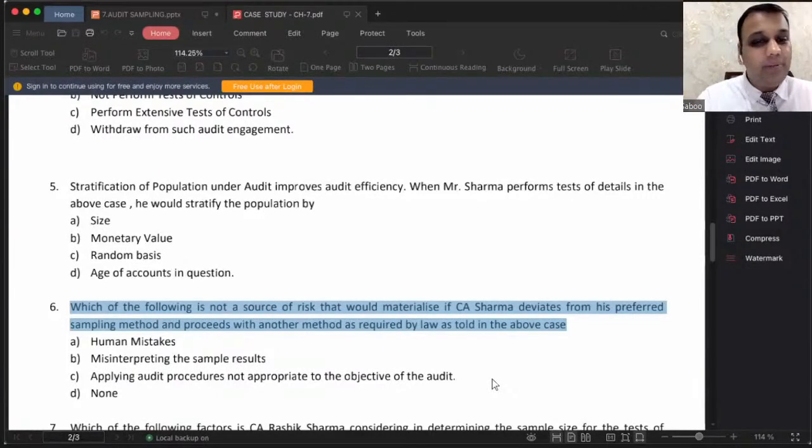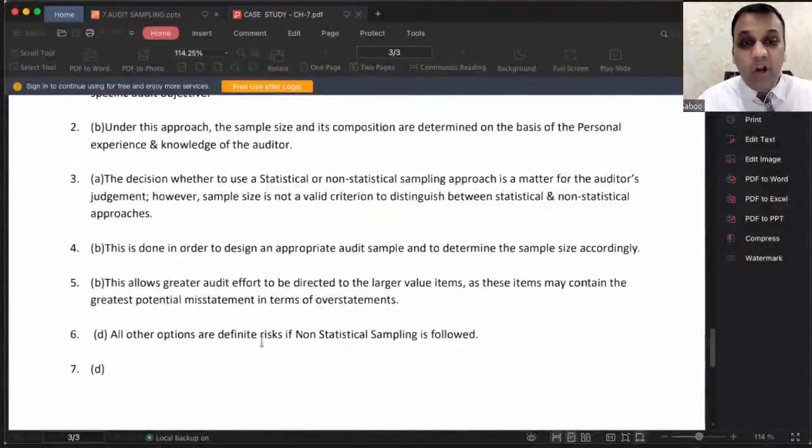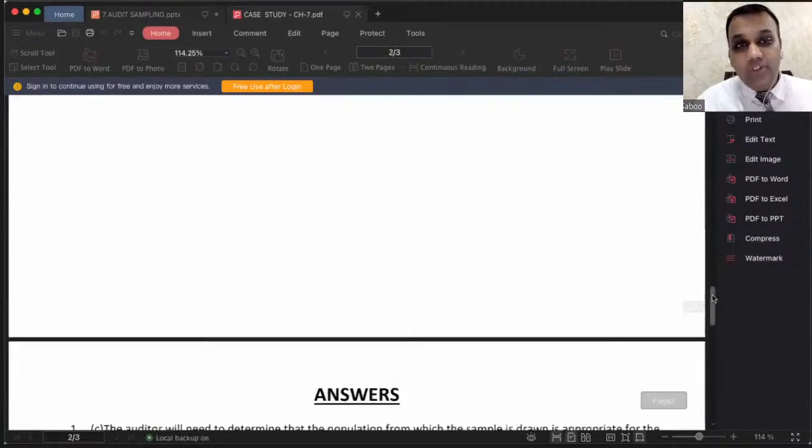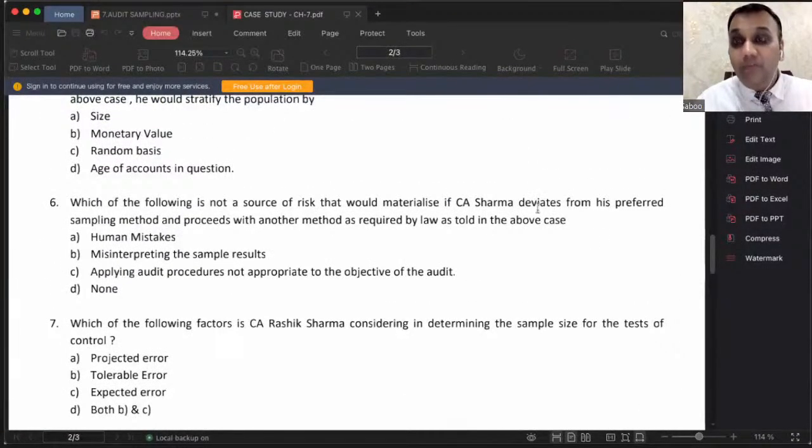I've read human mistakes, misinterpreting, they all fall under the same category, A, B, C. So only D option is left with me. I would suggest the answer is D. Let us see. Oh, yes. All other options are definite risks if non-statistical sampling is followed. And in this question, he's telling us that he's following non-statistical sampling method because it has been told by law. And we have read non-statistical sampling method is followed if it is regulatory or law requires it. So these are all definite sources of risk. The question is asking for what is not a source of risk, but these are the sources of risk while we follow non-statistical sampling. So the answer is none.